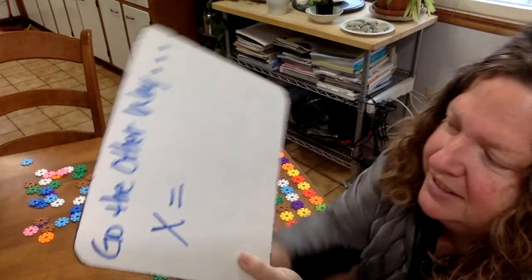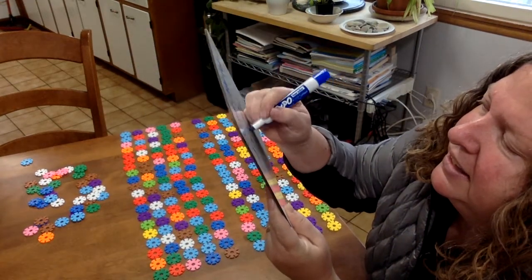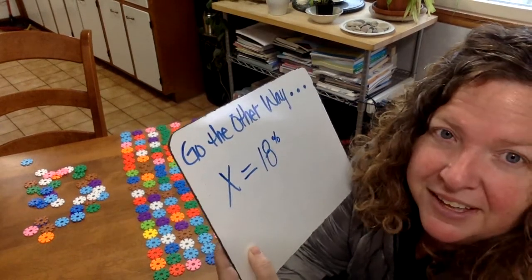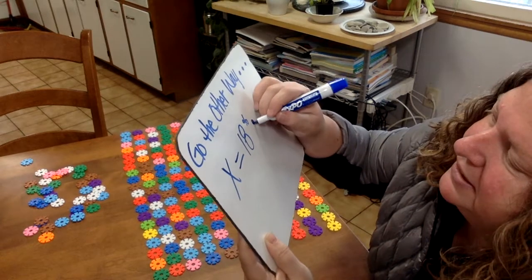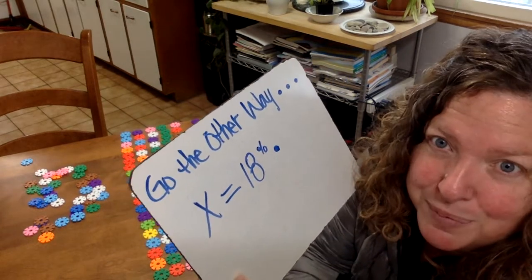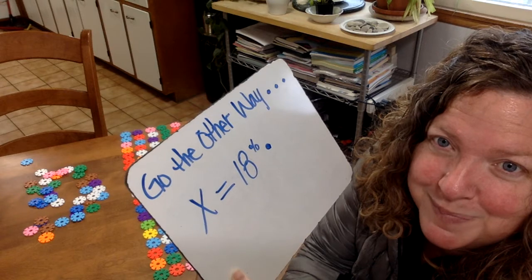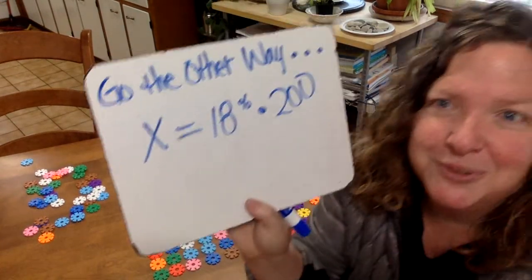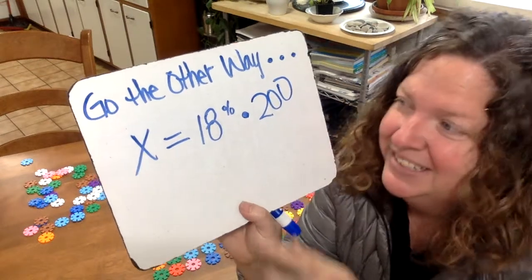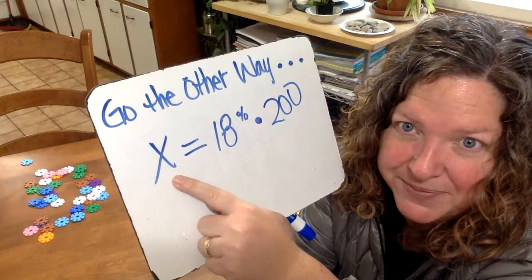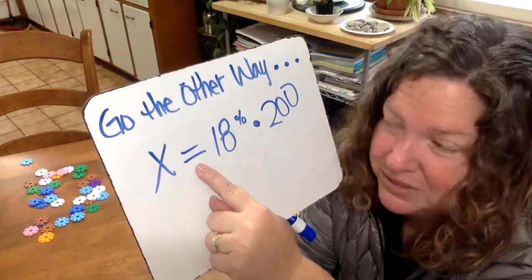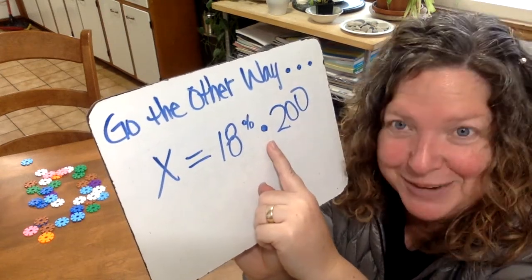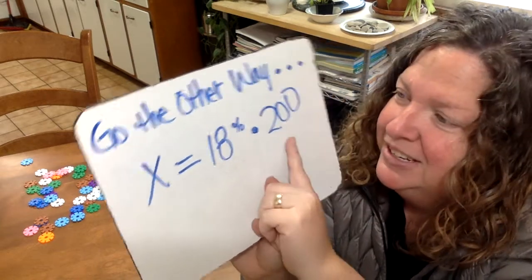is 18% of the group? How many is the group? 200. We've just written an equation. Some mystery number equals 18% of means times means groups of, multiplication, 200.